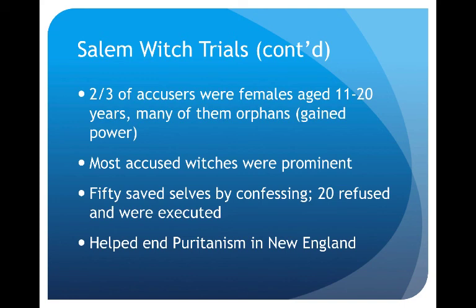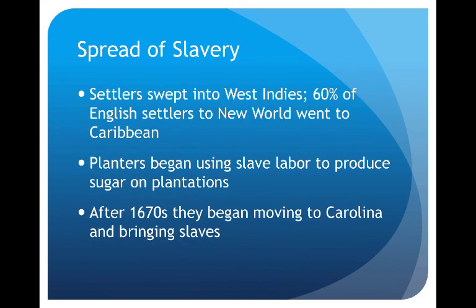If you're somebody outside of New England and you saw what's going on there, what would you think? These people are insane, right? That's what a lot of people outside of New England thought. And Puritanism, as a result of the Salem witch trials, went greatly into decline and would die out within 100 years or so. All right, slavery.